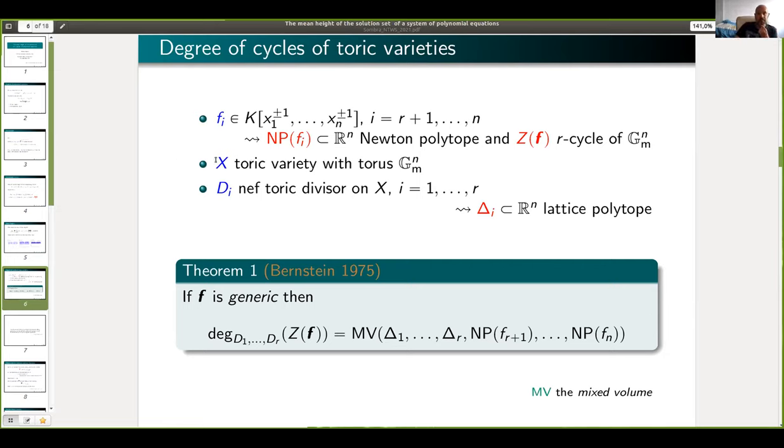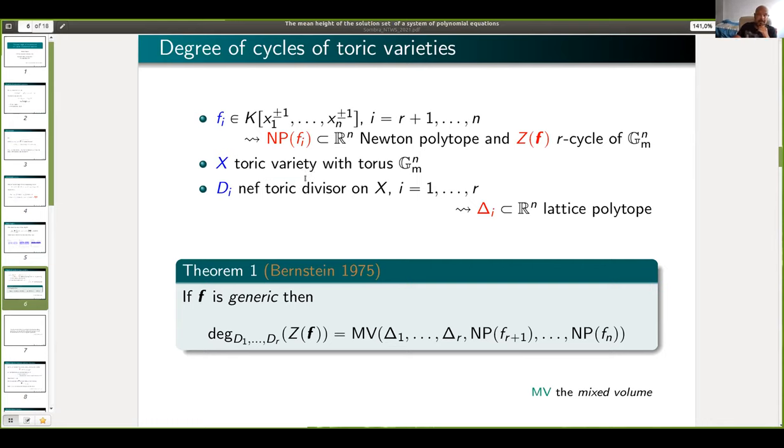So to do intersection theory, I will need divisors, Cartier divisors. These D_i are Cartier divisors on my toric variety that will be nef, that is, the associated degrees will be non-negative, and will be toric in the sense that they are invariant under the torus action. For instance, if you are in the projective space, these Cartier divisors can be identified with the associated Weil divisors, with hypersurfaces, and they will be sums of the hyperplanes at infinity, the different coordinate hyperplanes of my projective space. I will take in any case r of them.